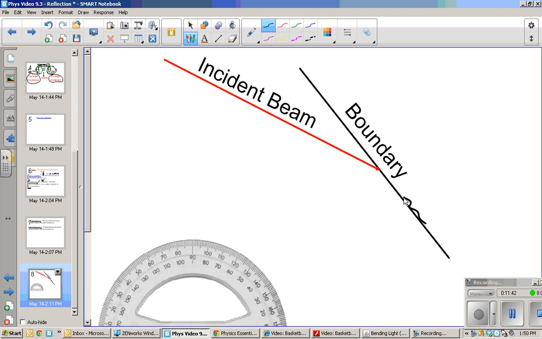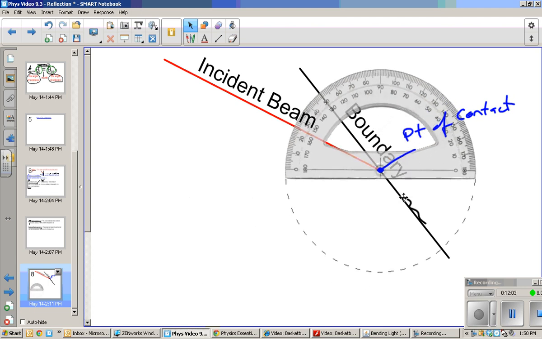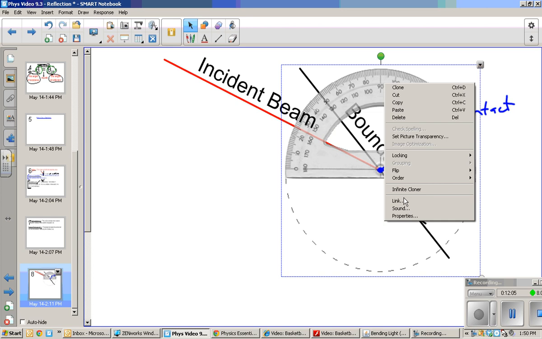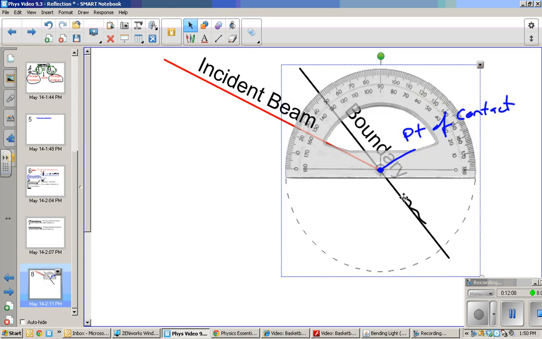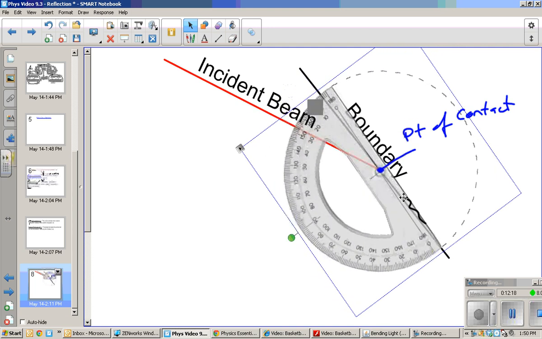To figure this out, it's a two-step process. The first step is you have to find your normal line. So what I want to do is draw a line that goes through my boundary through the point of contact. Doing that is going to require that you use a protractor. Take your protractor and put it so that your zero marker is right there at the point of contact. Then rotate it until the zero lines line up with the boundary.